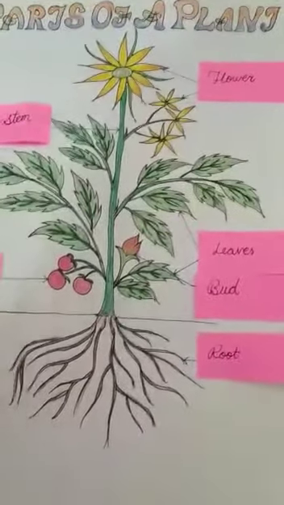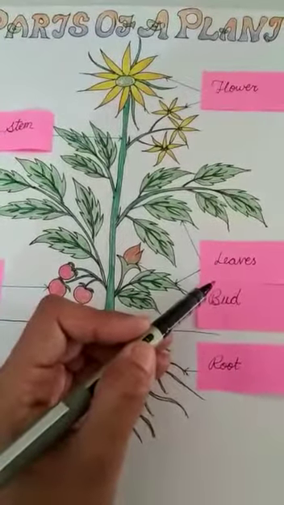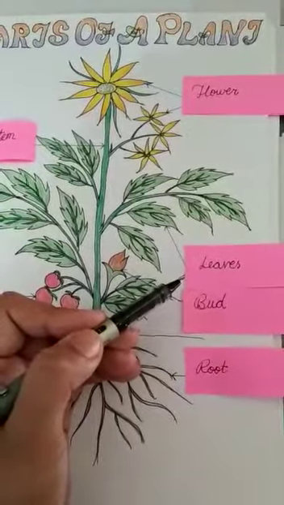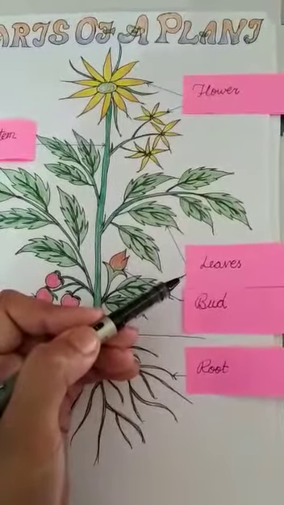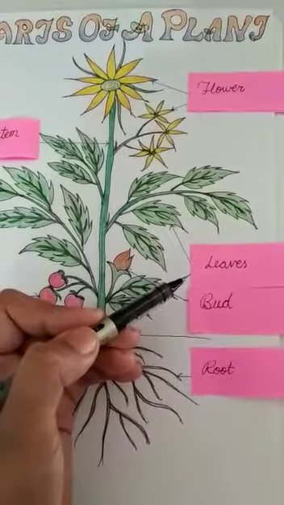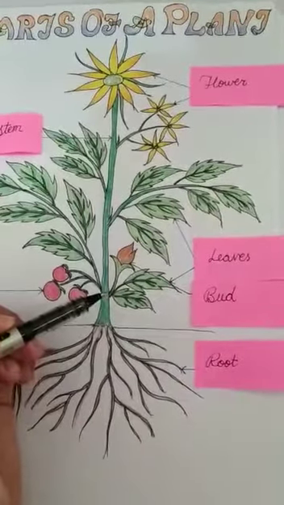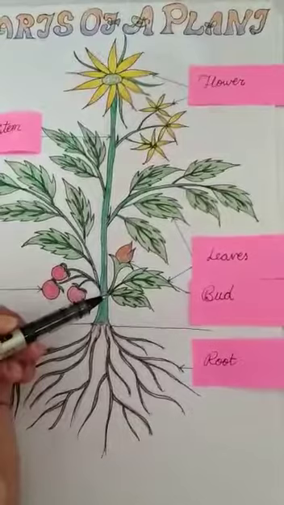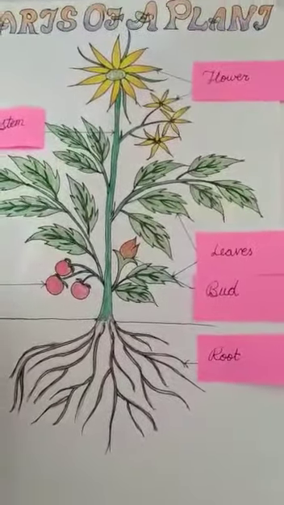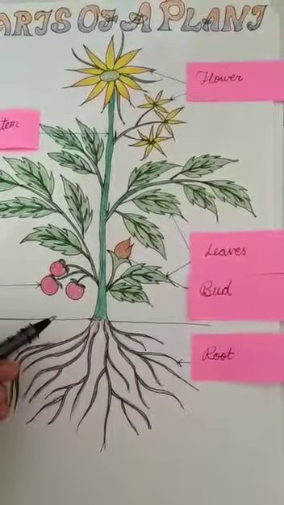After that, the next part is leaf. Leaves are the most important part of the plant because these make food for the plant by absorbing the sunlight and by performing the process of photosynthesis. In photosynthesis, leaves absorb sunlight and convert the water and carbon dioxide into food. That food is used by the plants for their growth and development. Some leaves are also edible in nature, like spinach and mint.